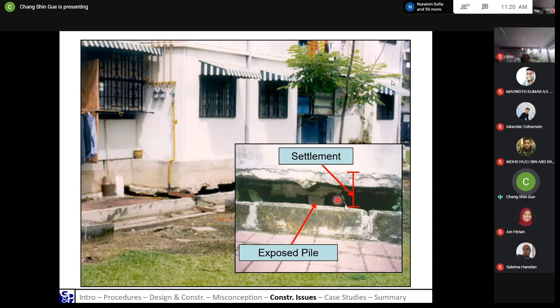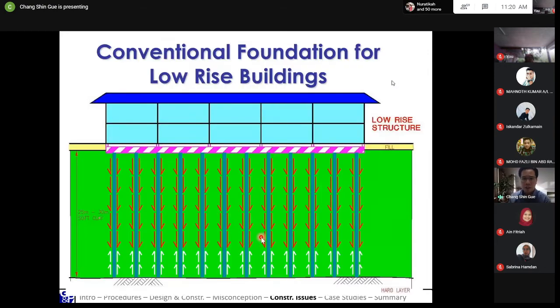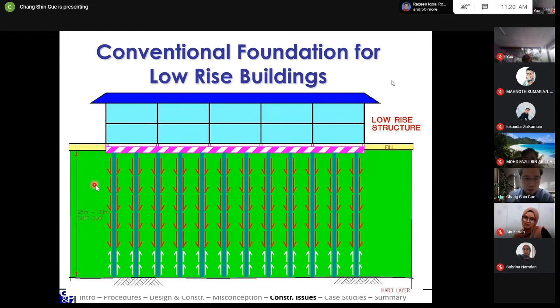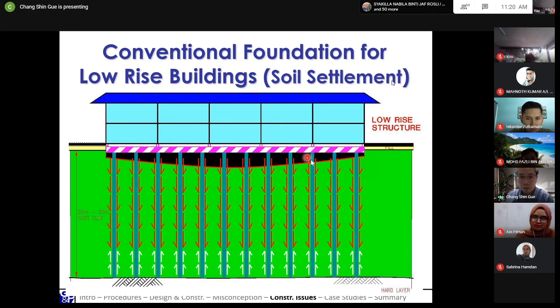I'm sure you wouldn't want to be staying in such kind of condition, even though the building is safe. So just to illustrate, this is what the conventional engineers may do on a low-rise building. They may pile all the way to the hard layer, and the green is actually the soft clay. So if you have a fill material, which is additional load to the soil underneath, then later you have the black void, which is the settlement.